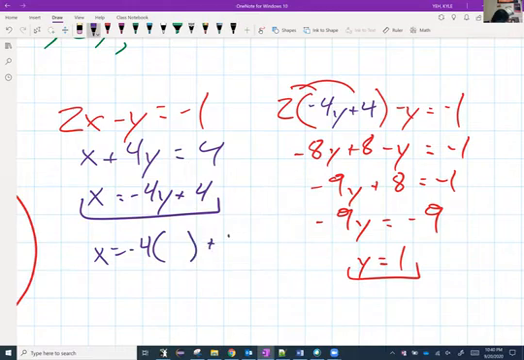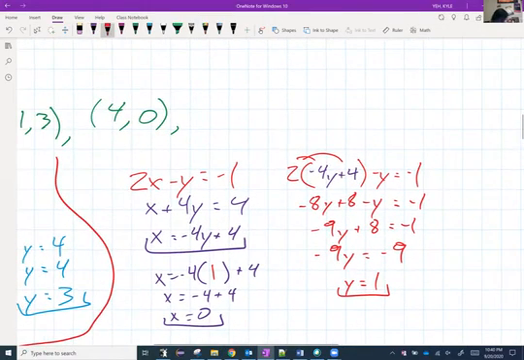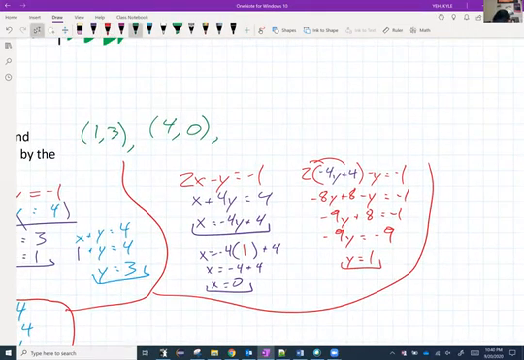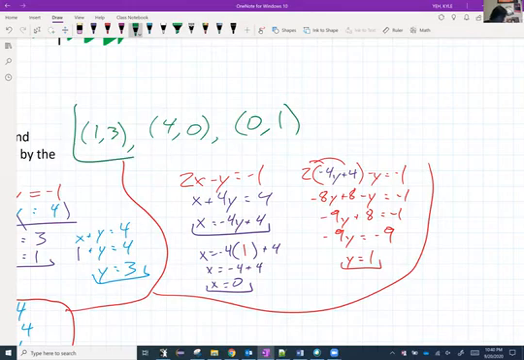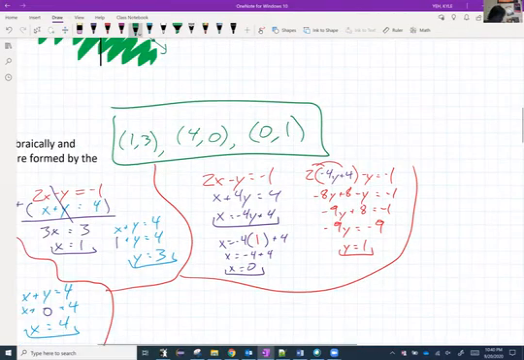We know what y is now. Negative 4 times 1 plus 4. So x equals negative 4 plus 4. x equals 0, it looks like, making our final vertex of this triangle that's going to be formed (0, 1). So those are what the vertices should be according to substitution and elimination, solving this system algebraically.